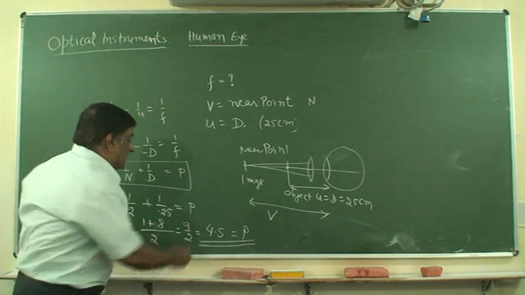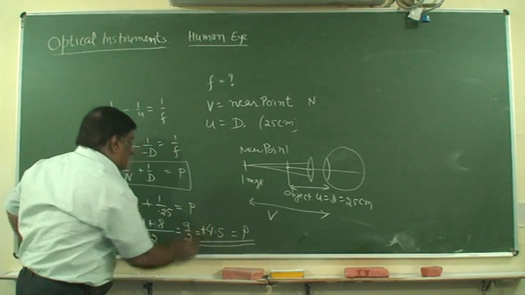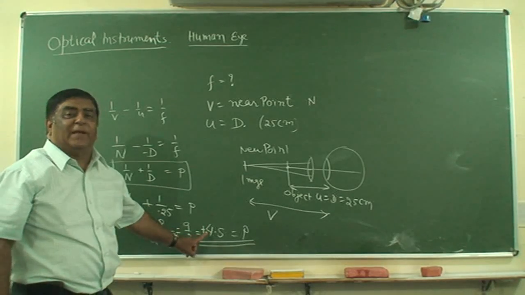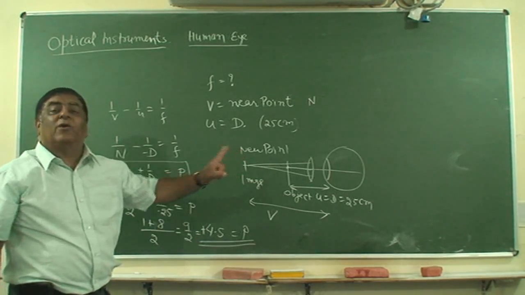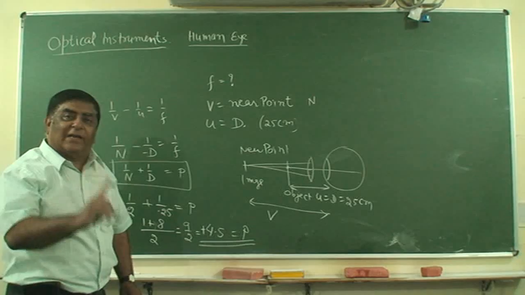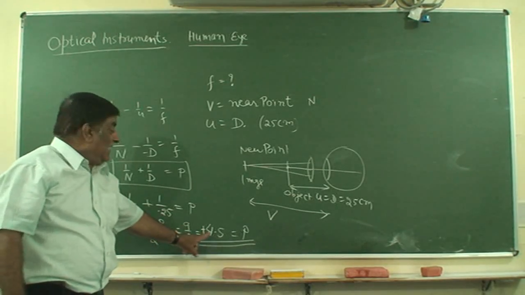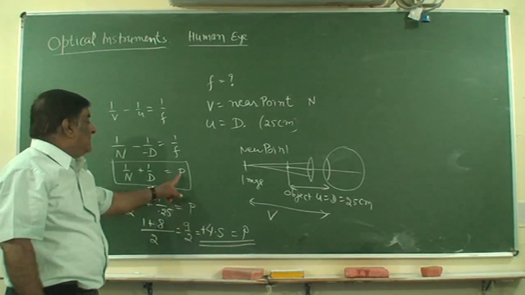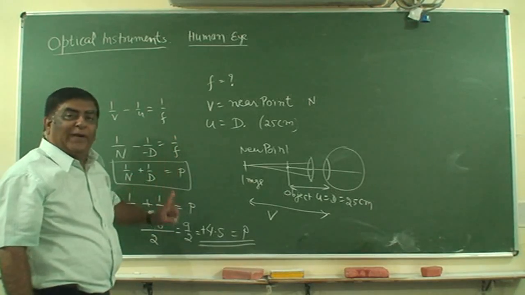So here you will see the sign coming is plus. Plus sign, what does it mean? It means the lens should be convex. Automatically your answer will be positive. And 4.5 is what? Power. Power is equal to 1 upon f.